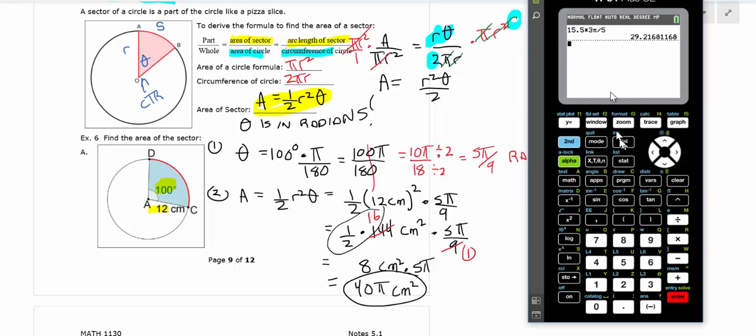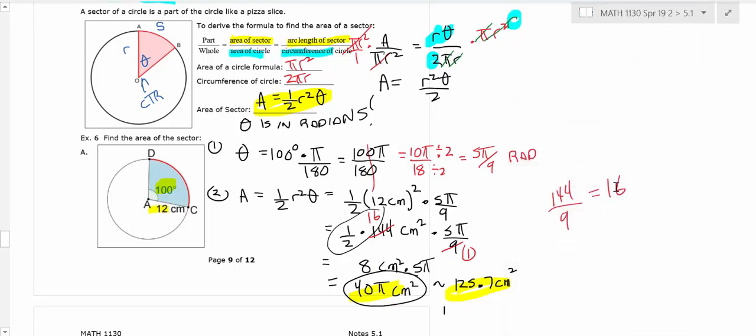Now what I'm going to do is just take the calculator and do 40 times pi, and I'll just round it off to 1 decimal, so the answer would be about 125.7 square centimeters. So either one of those answers. You want to know, being able to get an exact answer and a decimal answer. That's it. Okay? So that would be the area of that sector in square centimeters.